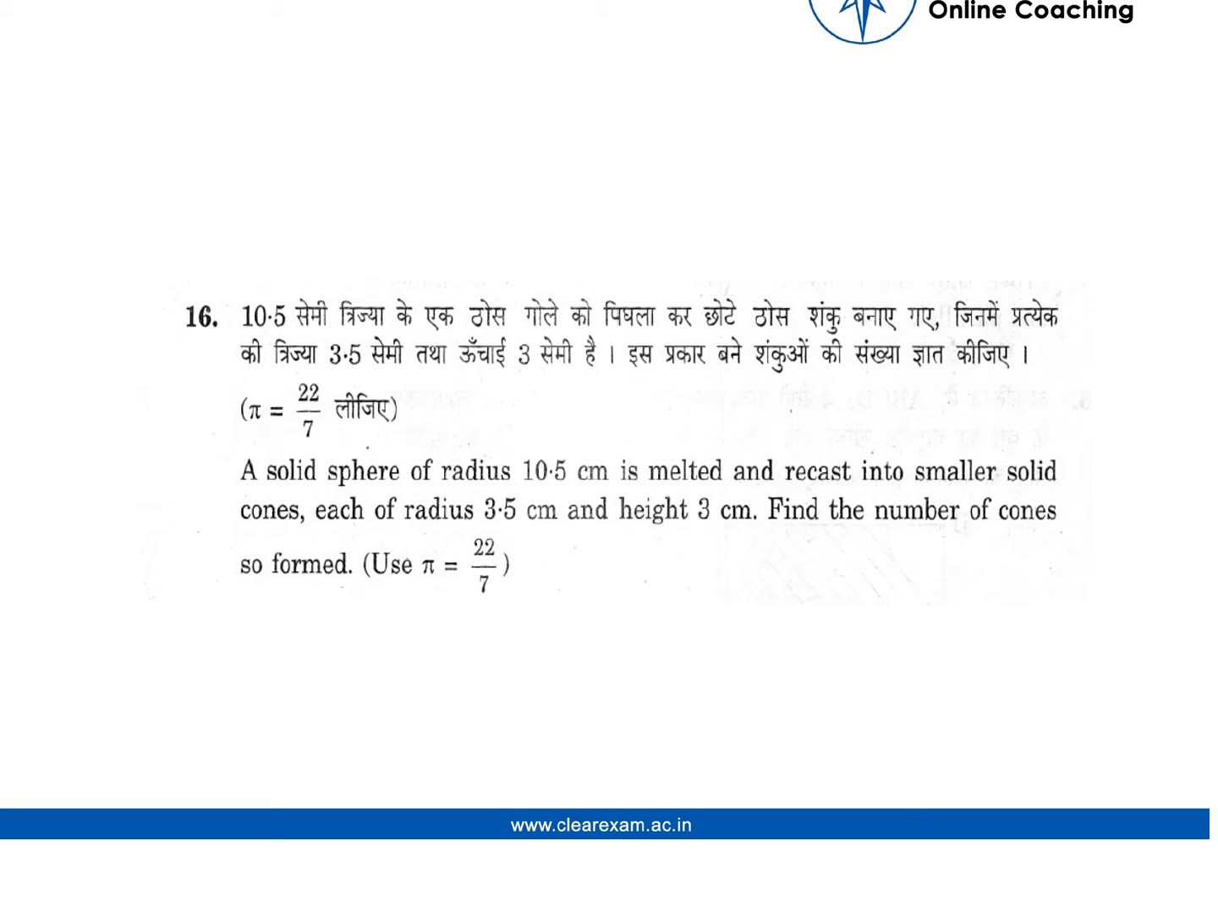A solid sphere of radius 10.5 cm is melted and recast into smaller solid cones, each of radius 3.5 cm and height 3 cm. Find the number of cones so formed. So in this question, we have to understand the logic that the volume will remain constant. So we just have to find the volume of the bigger thing, that is the solid sphere.